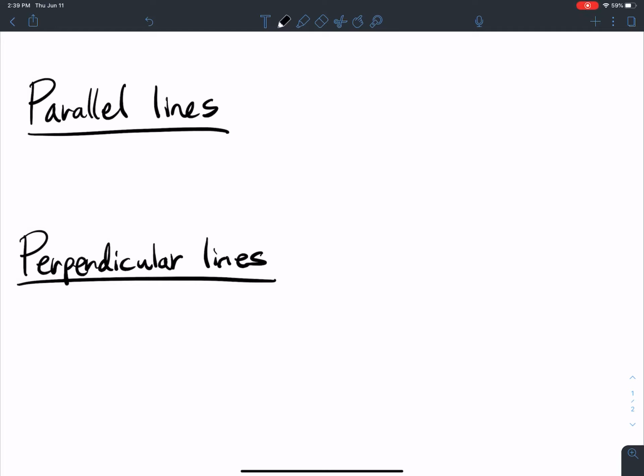In this video, we're going to introduce parallel lines and perpendicular lines. So parallel lines are lines that have the same slope and different y-intercepts.